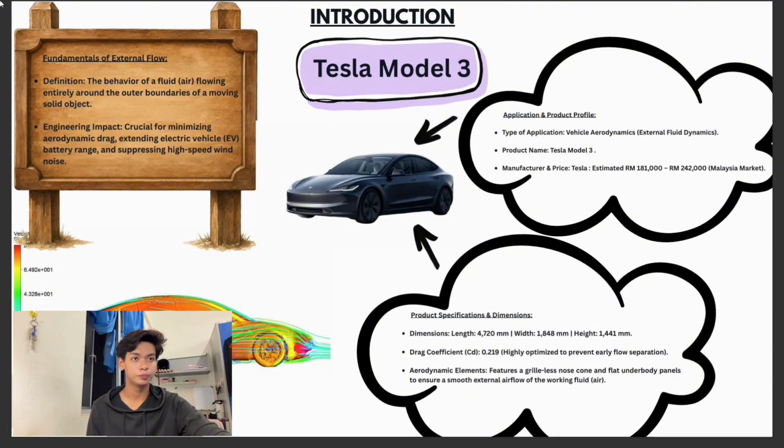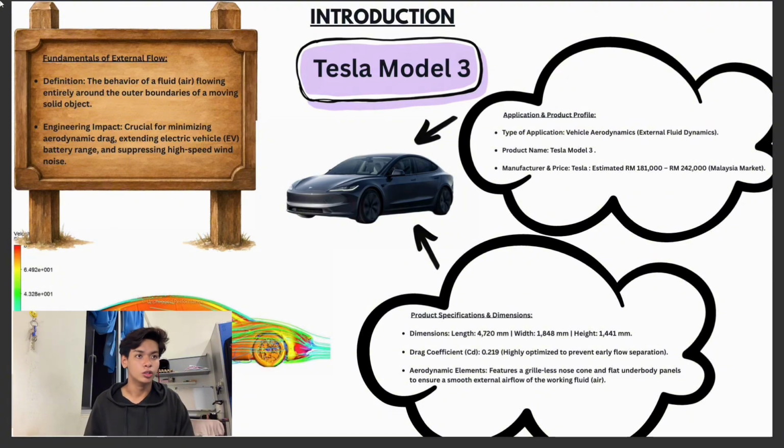Alright, so I will present the introduction. The first one is fundamentals of external flow. The definition is the behavior of a fluid, which is air, flowing entirely around the outer boundary of a moving solid object. And for the engineering impact, it is crucial for minimizing aerodynamic drag, extending electric vehicle, which is what we call the EV, battery range, and suppressing high speed wind noise.